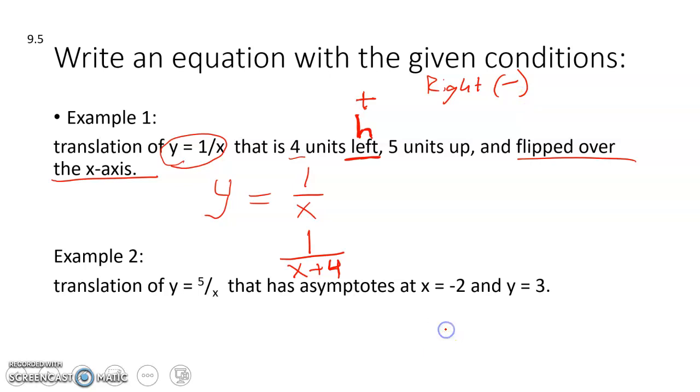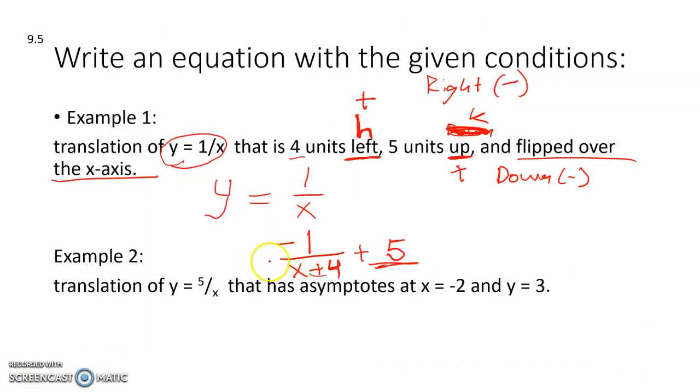Okay. And then 5 units up, that tells me that it's going to be the k value, so it's going to go out here, not within the fraction. Up means it's going to be positive. If it was down, it'd be negative. So it's going to be plus, and then 5 units, so that's going to be plus 5. And then flipped over the x-axis, that's just a fancy way of saying you're going to put a negative on the top here. You could also technically put it way out front here, but you just say put the a value on top, negative. Okay.